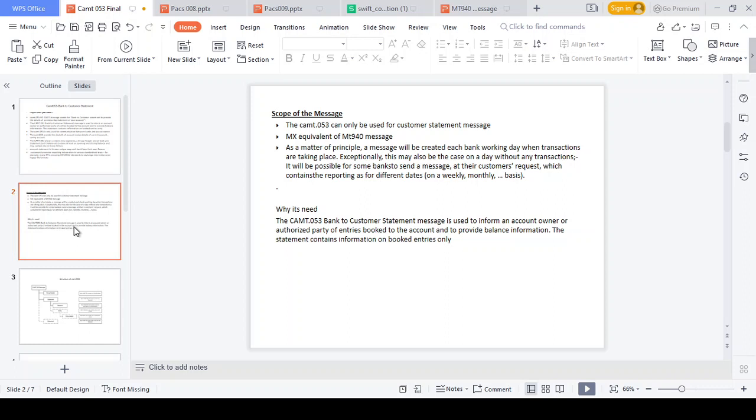What is the need for Camt053? Based on the Camt053 only, the account owner can understand what entries happened for the specific account. That is the basic need. Without the Camt053, the account owner cannot understand what entries happened in this specific account, how much amount was credited, how much was debited, what the opening balance is, what the closing balance is, and what transactions were done day by day. All these details can be seen only through the Camt053.